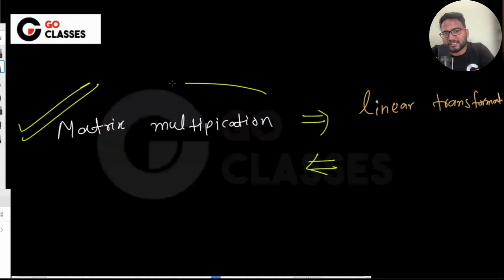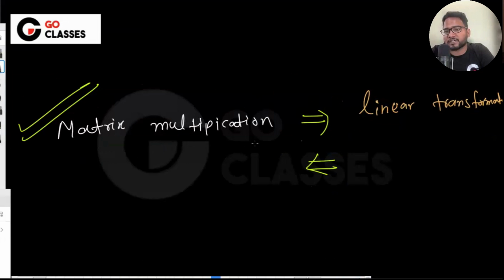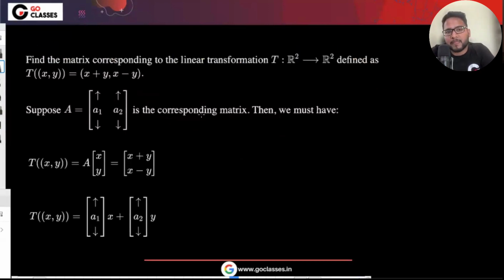But at least, are you convinced with the first part, that if it is a matrix multiplication, then it is a linear transformation? Yes, right. Okay. What about the second part? Let's see the second part. If it is a linear transformation, then how is it a matrix multiplication? So the matrix of a linear transformation means that for every linear transformation, there is a matrix multiplication. But what do I mean by that and how do we calculate that matrix? Let's see. So for example, let's find the matrix corresponding to a linear transformation.